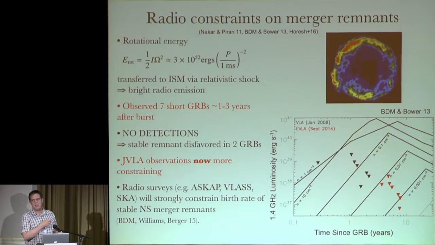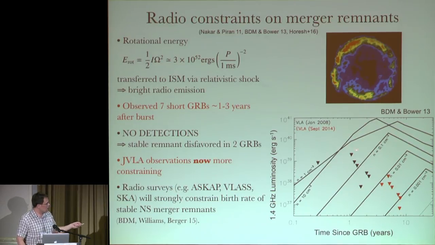So one way you can test the existence of a long-lived magnetar is by monitoring short gamma ray bursts in the radio for years after the explosion. And this was first done in some work with Jeff Bower. I actually took the data when I was a graduate student, because I had been thinking about this idea for a long time, with the old VLA. And we did put some upper limits. A few years after the burst, we could put some upper limits on the 1.4 gigahertz radio luminosity.